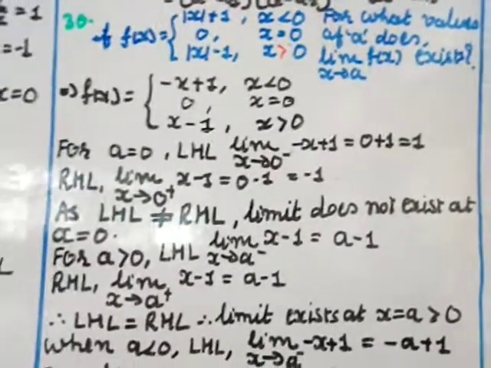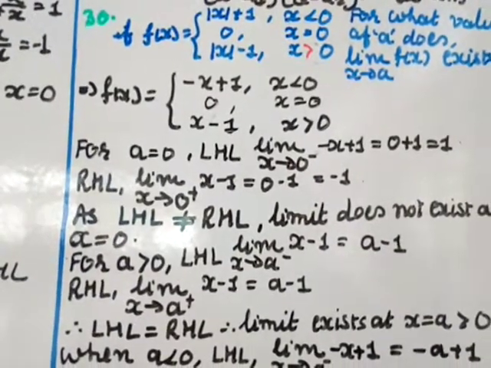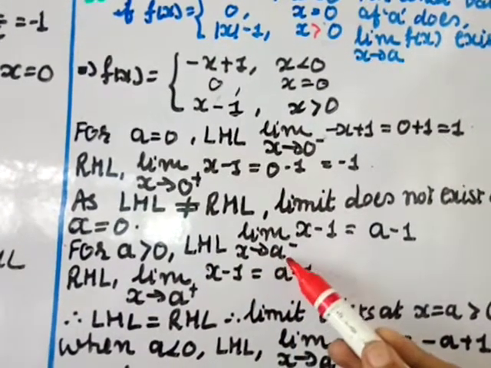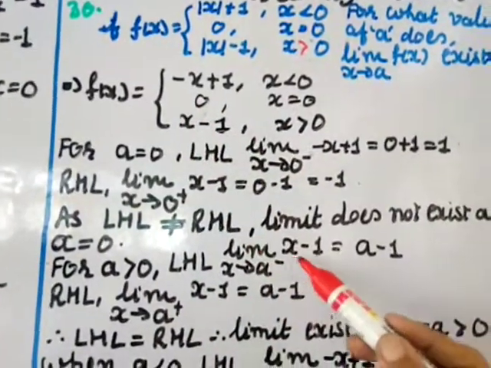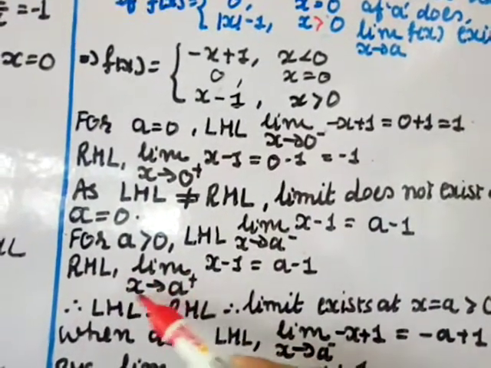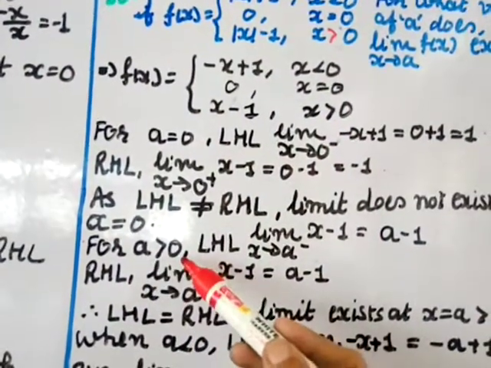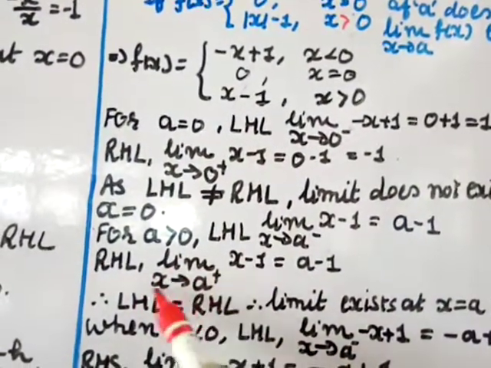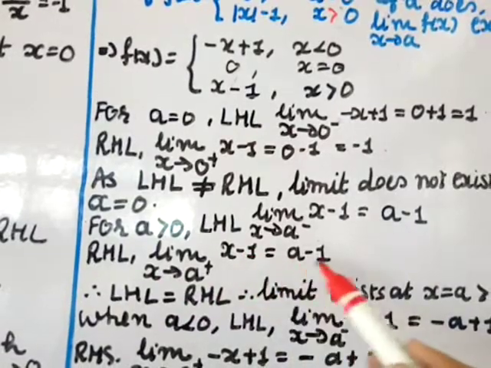Now let us check for x less than 0 and x greater than 0, that is, for a a real number which is greater than 0 and less than 0. So for a greater than 0, the left hand limit, limit x tends to a minus, you use this function: x minus 1. Put the value of x as a, so a minus 1. Right hand limit, limit x tends to a plus, we'll use the same function because we are taking a greater than 0. Nothing to simplify; apply the limit, x value as a, so a minus 1.